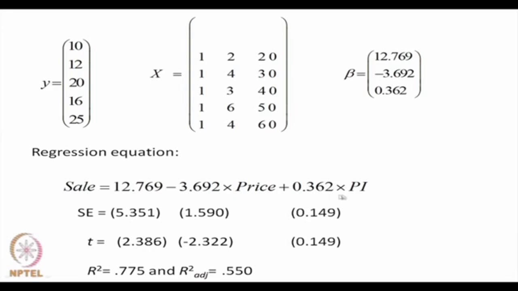We can give a similar interpretation for 0.362. It says that price is held constant at its prevailing value. If personal income rises by 1, then sale would rise by 0.362 thousand rupees per year. So, there is a positive relationship between sale and PI, and the magnitude of change in sale for a unit change in PI, given price is constant, is given by the coefficients. So, these are the interpretations of the regression coefficients.